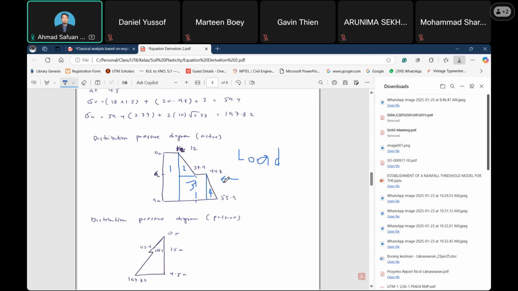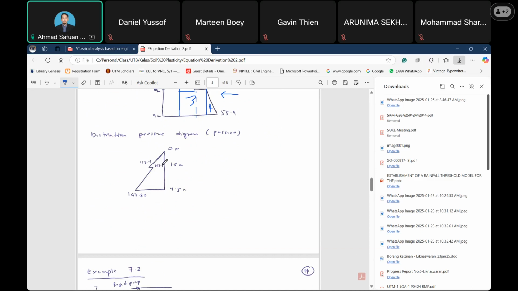I will later share with you another complete example to determine the pressure, loads, and also the moment. Oh, sorry, the location of total thrust. They call it location of total thrust. Okay. So that is for example number one.